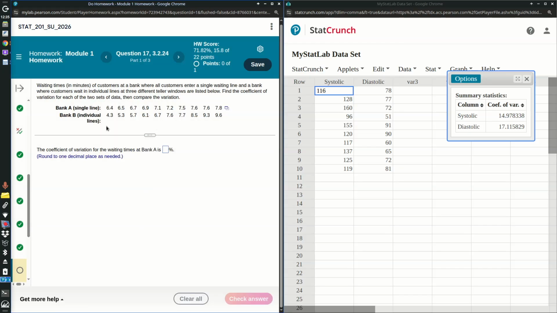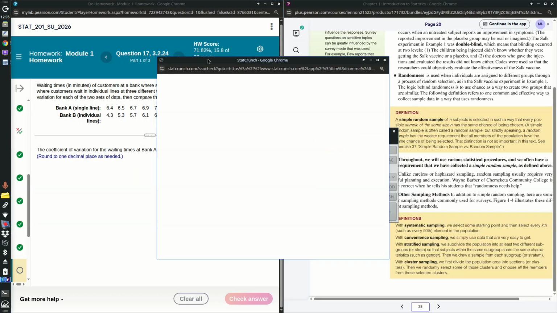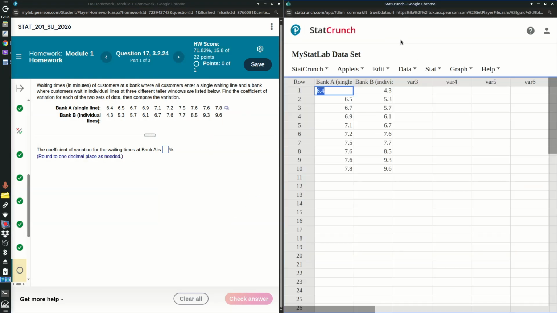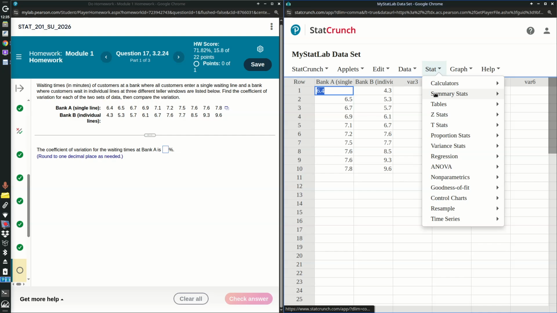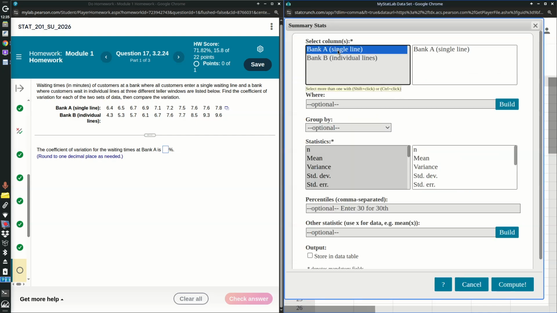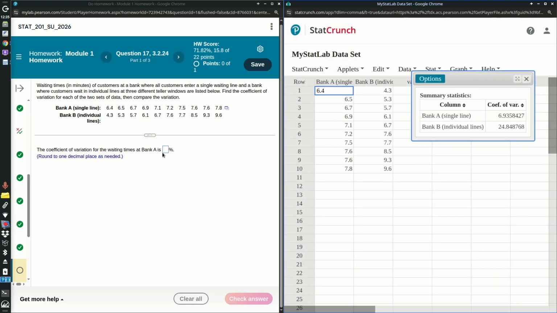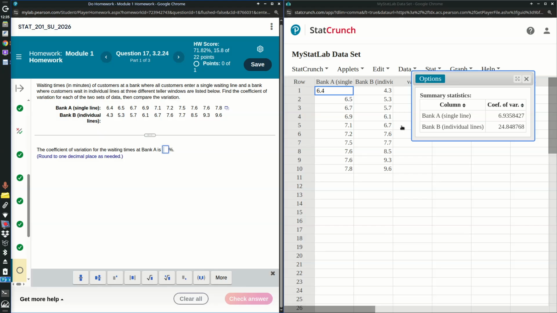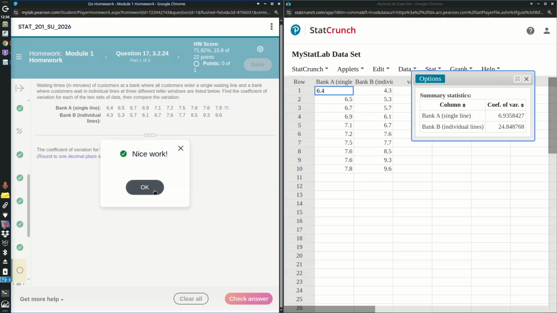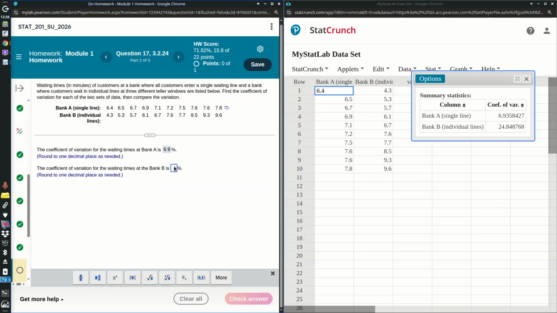Okay, same thing here. We've got mean wait times at 2 different banks, but basically the same kind of question, just in a different context. So we go to stat, summary, by column, select both columns, and then we want to look for coefficient of variation. Find that value. Okay, so this time it is a bit different. So 6.9 for the first value, and then the next value is 24.8.